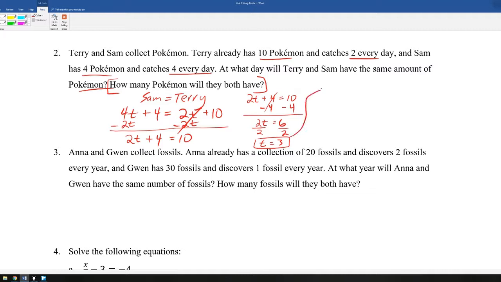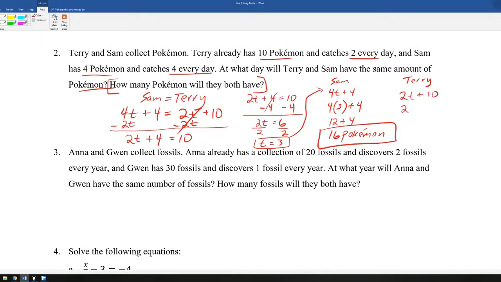We'll just plug back in what we got for t. It doesn't matter which one you plug it back into. You could plug it in for Sam, who was 4t plus 4. So for Sam, it's 4 times 3, because t is 3, plus 4. 4 times 3 is 12, and 12 plus 4 is 16. So that's 16 Pokemon. Now, if you did the same thing with Terry, you should get the same result, except Terry is 2t plus 10.